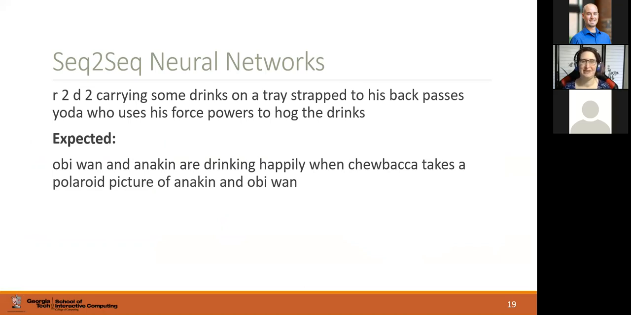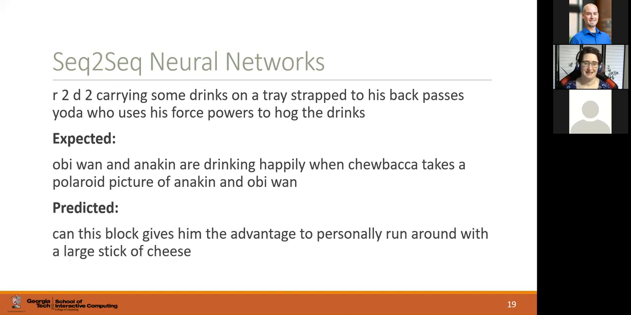So if I have this sentence, R2-D2 carrying some drinks on a tray strapped to his back passes Yoda, who uses his force powers to hog the drinks, what I expect, and what is actually the next sentence in the summary, was Obi-Wan and Anakin are drinking happily when Chewbacca takes a Polaroid picture of Anakin and Obi-Wan. But what I get instead is Chemist Block gives him the advantage to personally run around with a large stick of cheese. Which is really interesting, but it doesn't make any sense at all. It's not relevant.